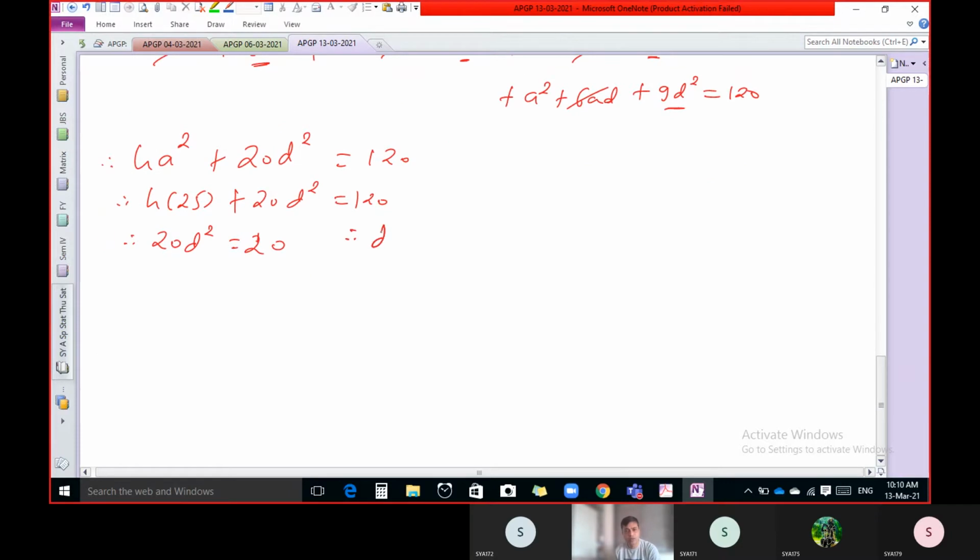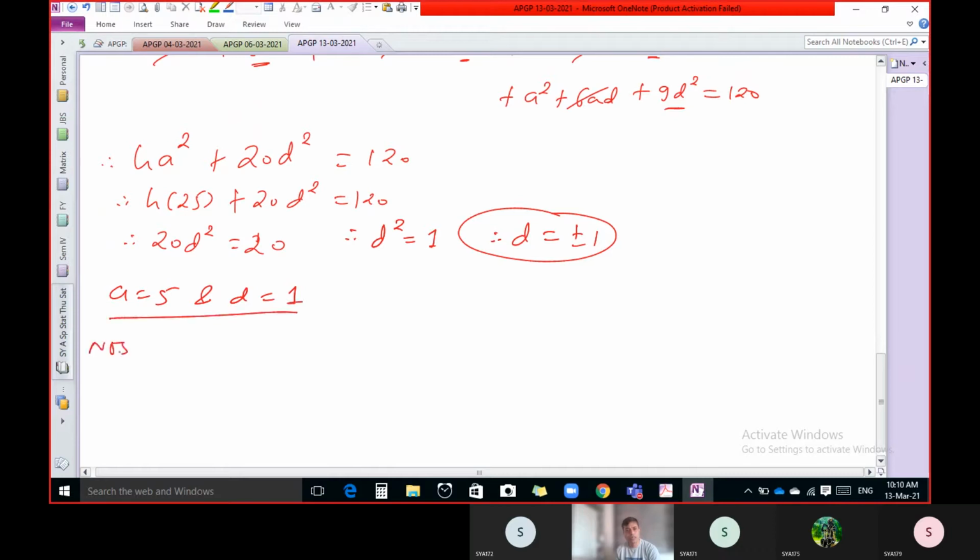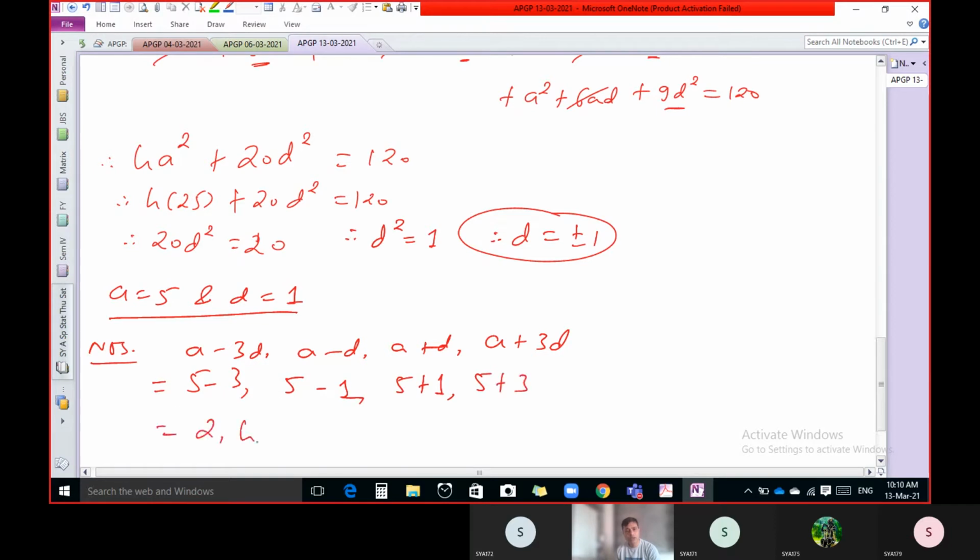So we get d square equal to 1. So we get d equal to plus or minus 1. Numbers, taking a equal to 5 and d equal to 1. Numbers a minus 3d, a minus d, a plus d, a plus 3d become 5 minus 3 into 1 is 2, 5 minus 1, 5 plus 1 and 5 plus 3. So the answer is 2, 4, 6, 8. Or you can write in reverse order 8, 6, 4, 2.